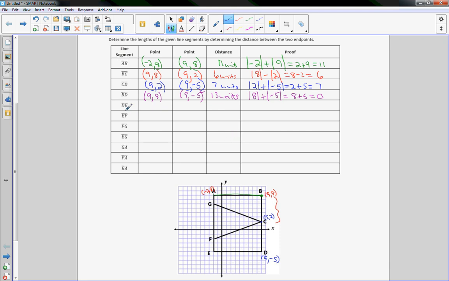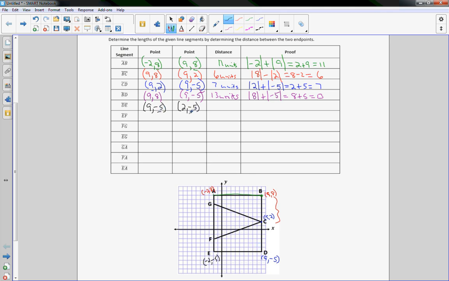Okay. Next one is DE. Well, D is right here, -9, -5. And we have not done E yet, but it's down 5. So I know my Y value is -5, and my X value is -2. So it's -2, -5. And since they're both negative, they're both on the same side of the X-axis.